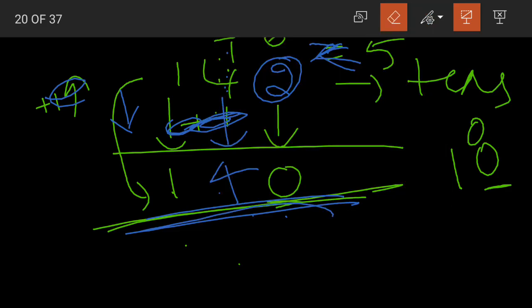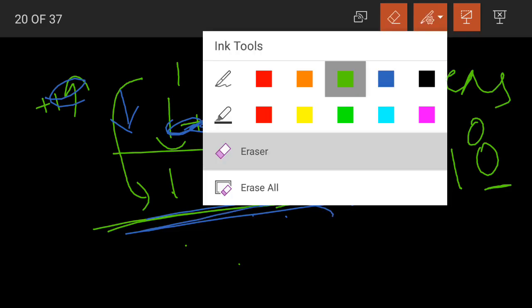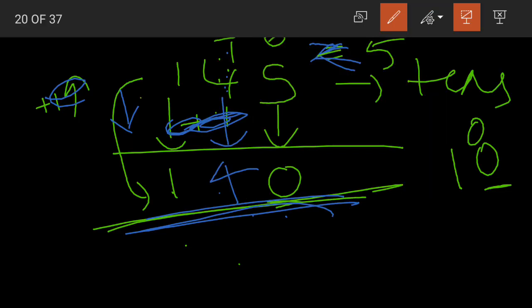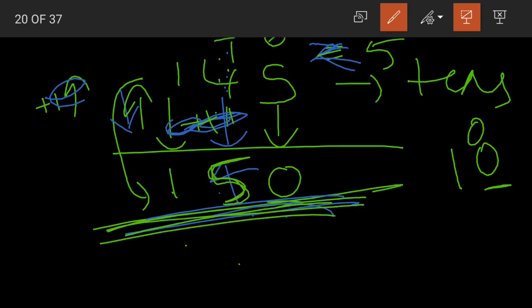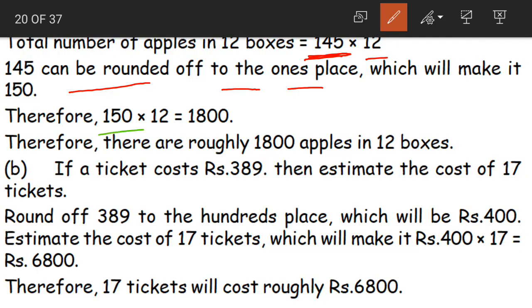But as the digit in the ones place here is 5, yes, we are rounding it up. 4 plus 1 becomes 5. The digit in the tens place is increased by 1. So 150 is our rounded off number.